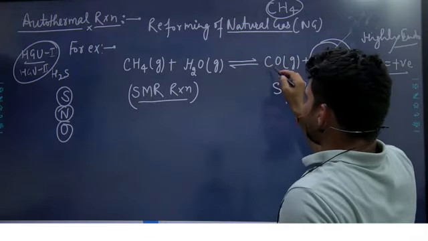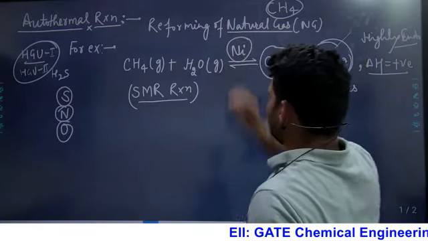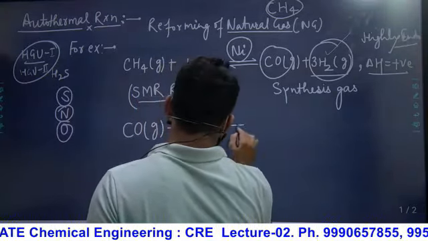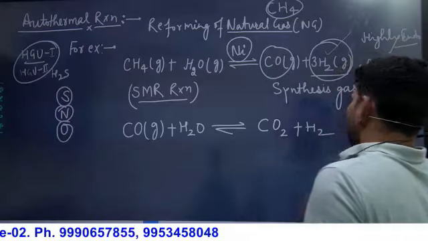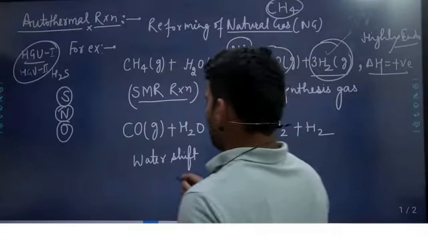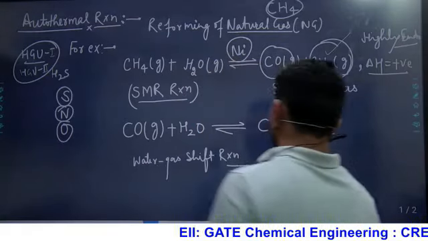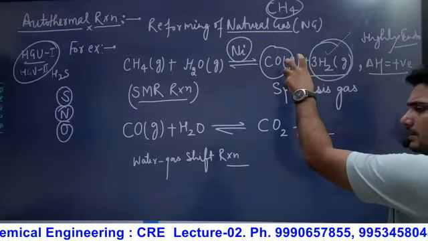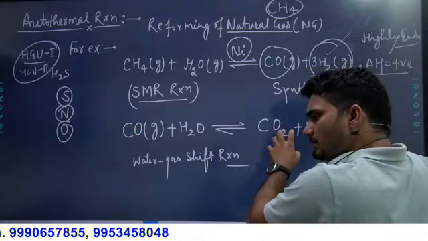So in this case what are we finding? Carbon monoxide plus hydrogen, and the catalyst used is nickel. Carbon monoxide reacts with water, producing what? CO2 plus H2. That is the water gas shift reaction. Ultimately, with the help of this reaction, what is our target? That CO is the pollutant. So again we want to convert this CO into CO2.